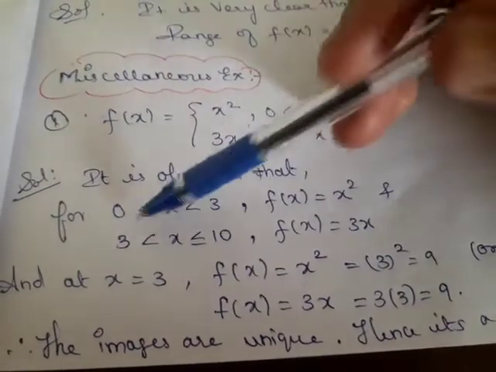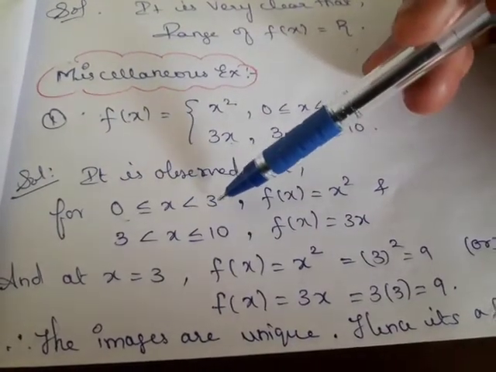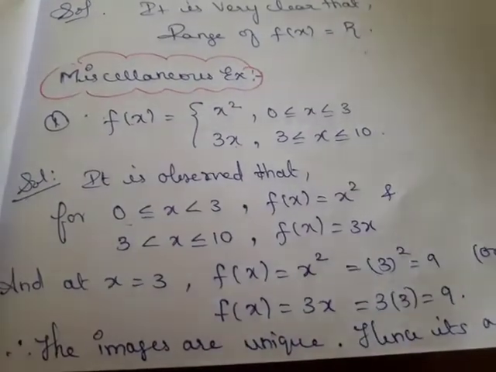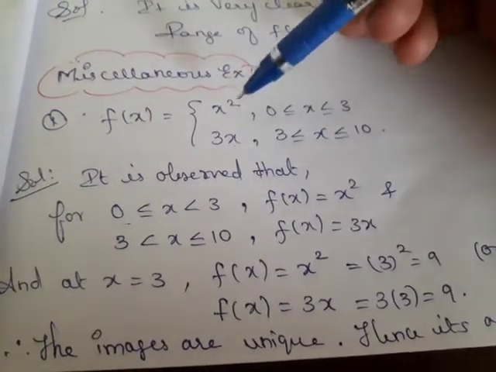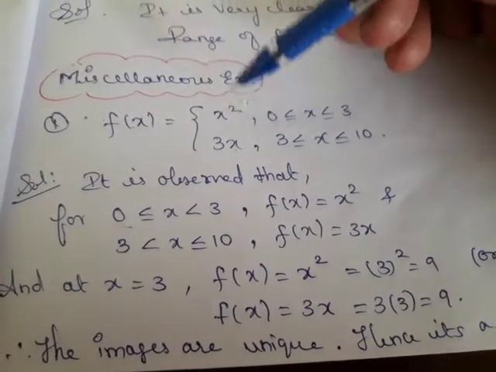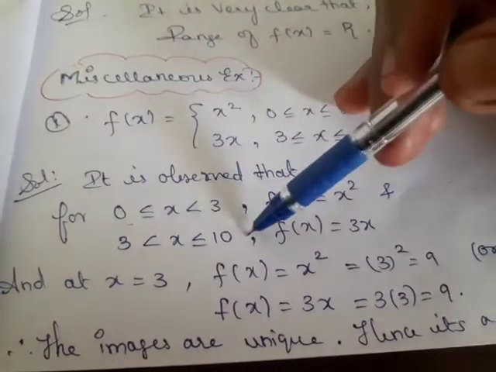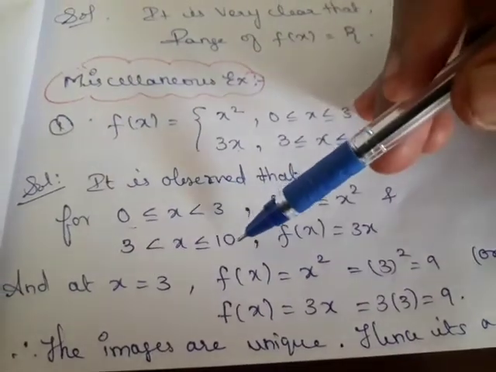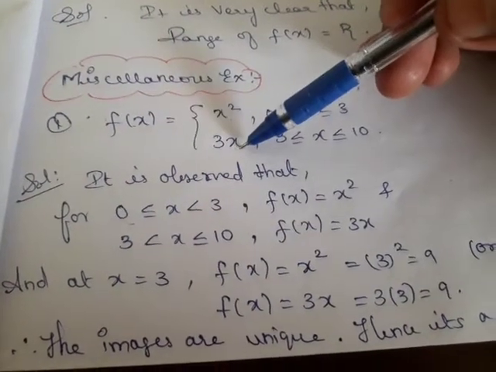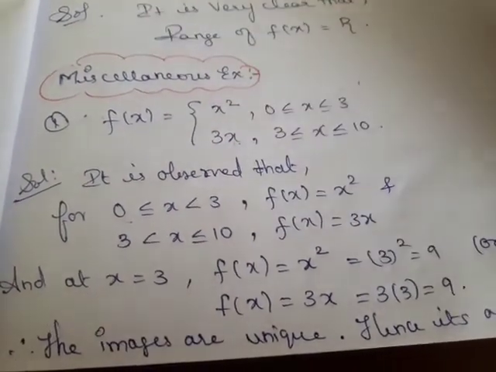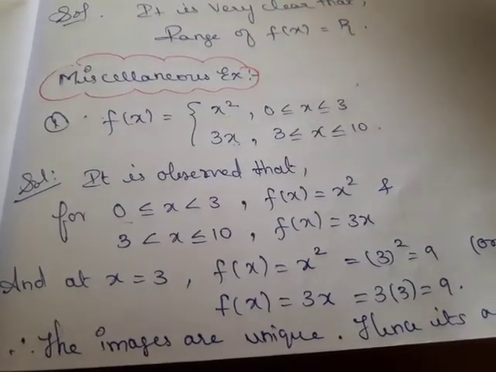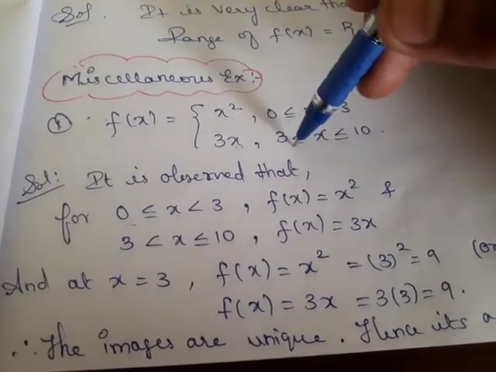So, it is observed that for 0 less than or equal to x less than 3 there is no problem. So, up to less than 3 we can take this definition. And from greater than 3 up to 10, we use the other definition, and there is no issue there. But at the point 3, here equal to 3 is there, and here also equal to 3 is there.